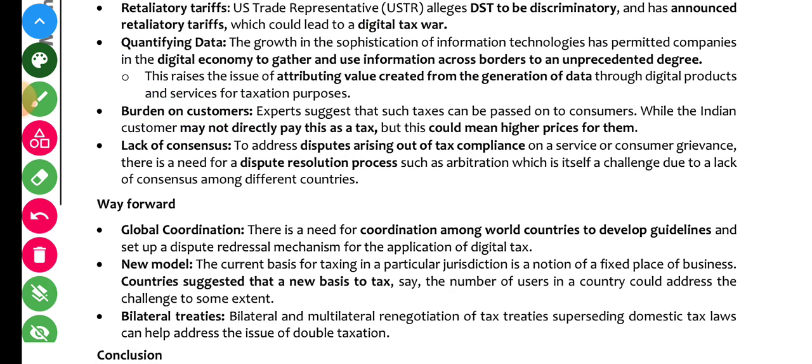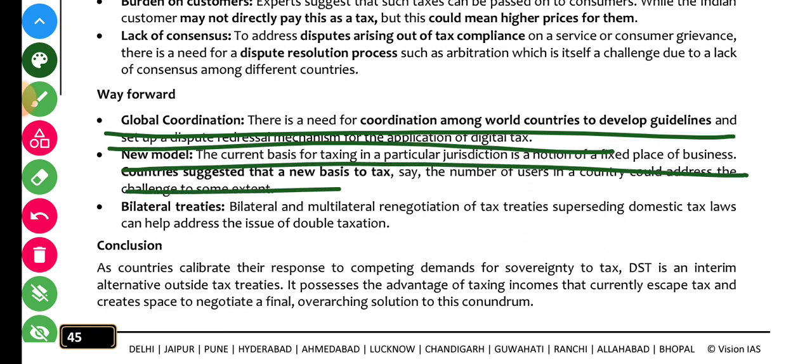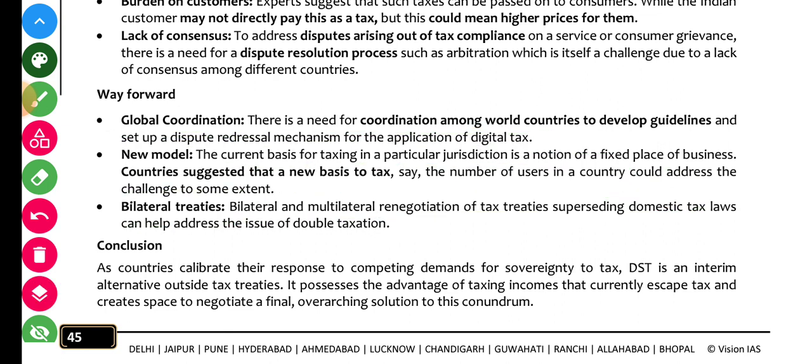Burden on customers, because they may not directly pay this as a tax, but this could mean higher prices for them, not easily charged to the customer. Lack of consensus among governments as well as multinational enterprises. So what is the way forward? Global coordination, new model, bilateral treaties and conclusion. So you can pause this video and read these points, if you want.